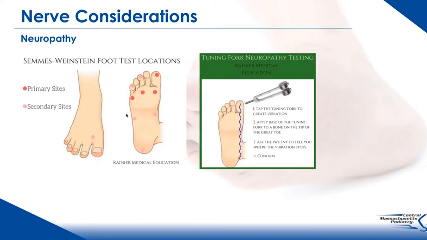And then there's also this other one where they take what's called a Semmes-Weinstein. It's that little piece of plastic, and they touch that on primary sites, which are the big toe, first, third, and fifth metatarsal heads, and some other places. And these will determine if you have neuropathy.